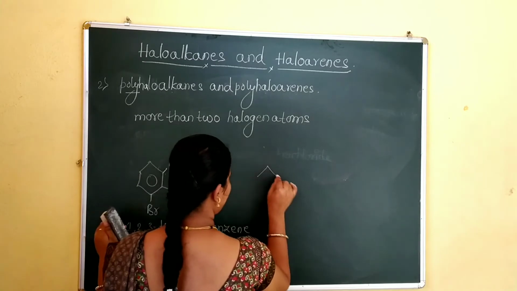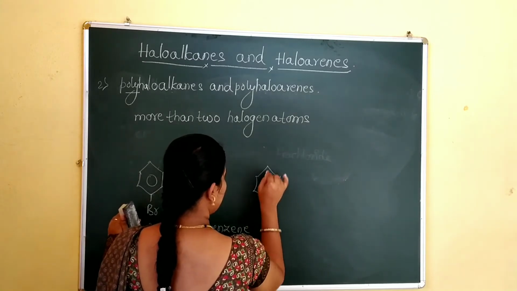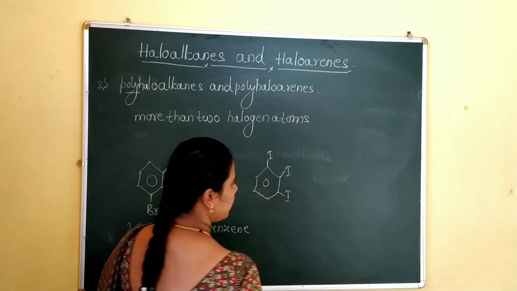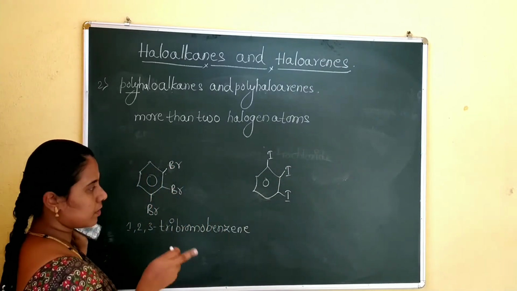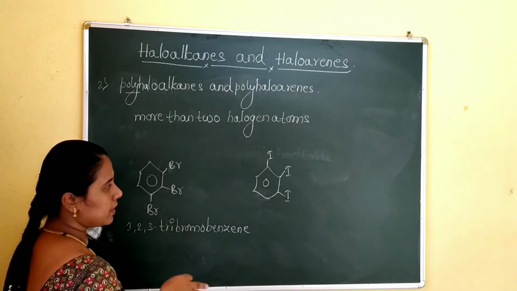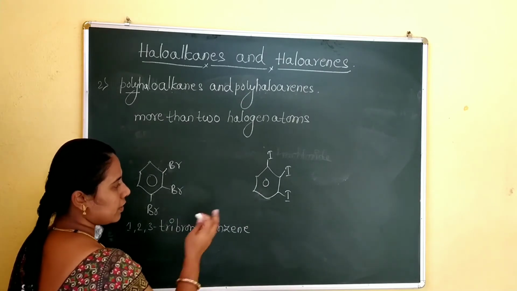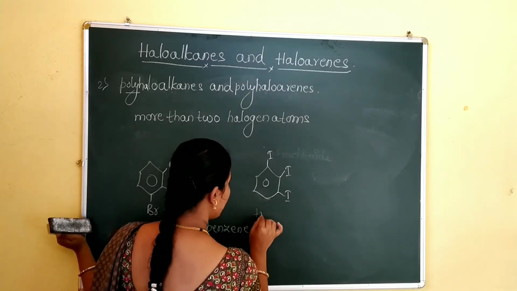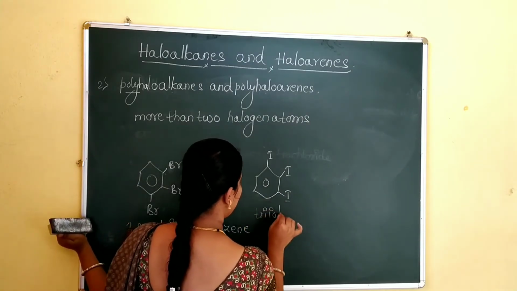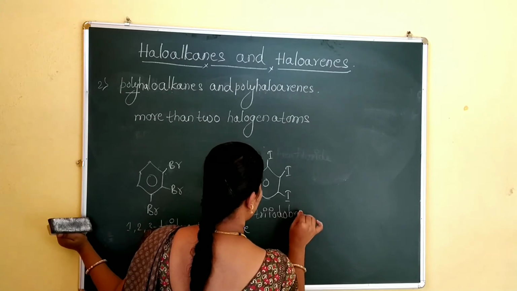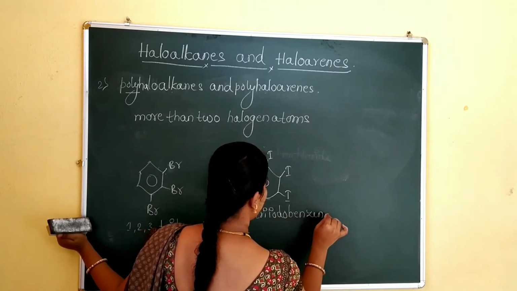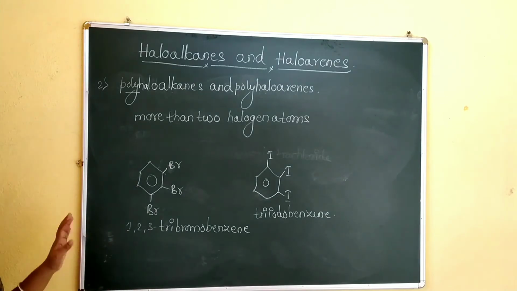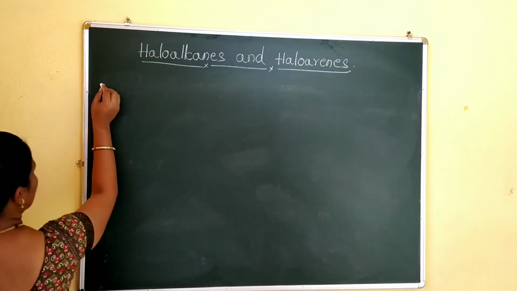Similarly, if 3 hydrogen atoms of the benzene ring are replaced by 3 iodine atoms, then it becomes 1,2,3-triiodobenzene. This is about polyhaloalkanes and polyhaloarenes.